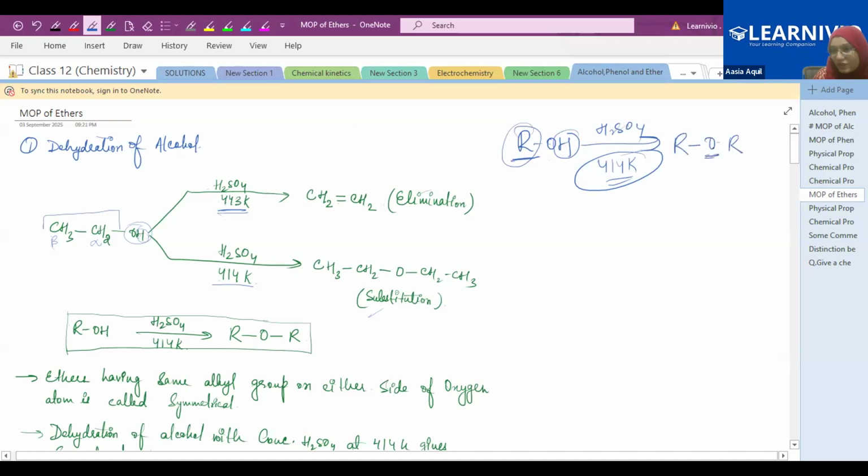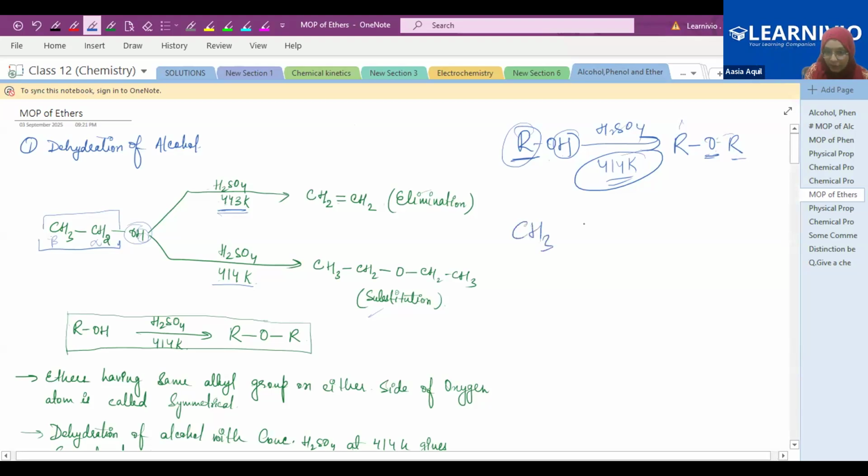This oxygen linkage is the ether linkage, and on the left as well as on the right side, both sides will have the same alkyl group. So whichever alkyl group you take in the reactant, say CH3CH2, here on the right side you will attach the CH3CH2 again. If it is CH3 only, you will attach CH3 on the right side of the oxygen linkage, right?